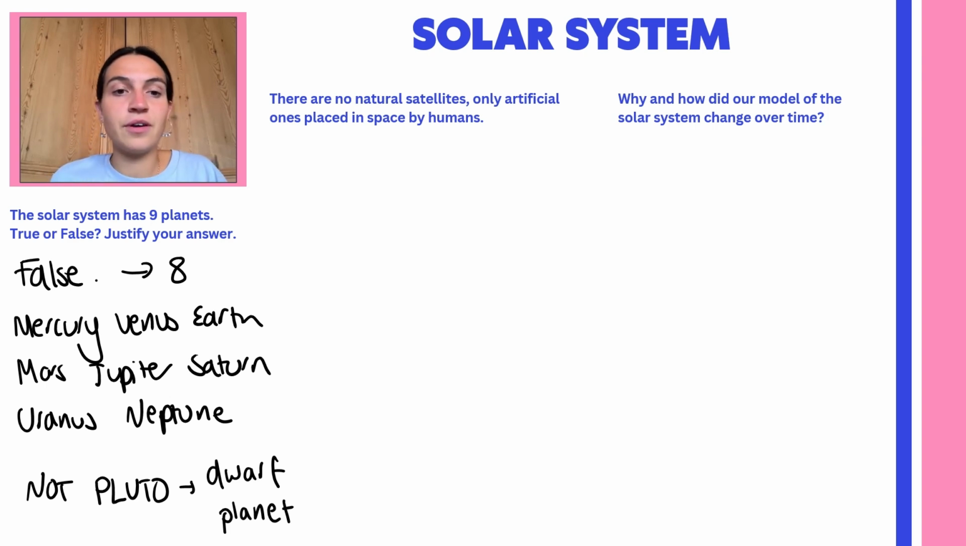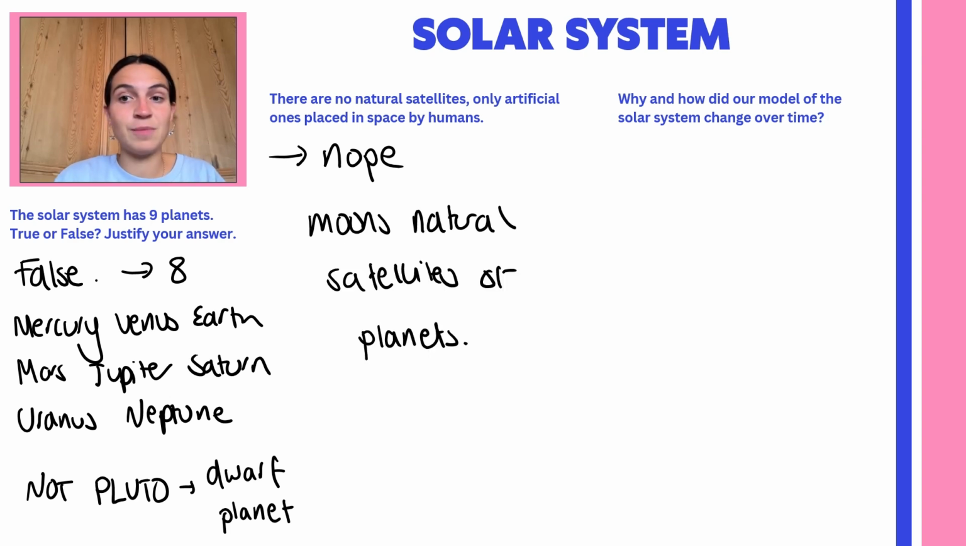Right, next question. There are no natural satellites, only artificial ones placed in space by humans. Nope, that is not true. We can consider our moons to be natural satellites because they are objects that orbit around planets. And there's not just our moon for Earth, there are moons for different planets too. Jupiter and Saturn have many, many moons themselves.